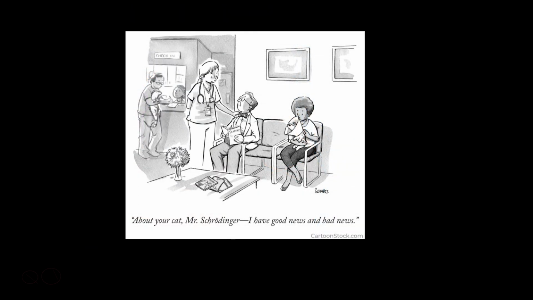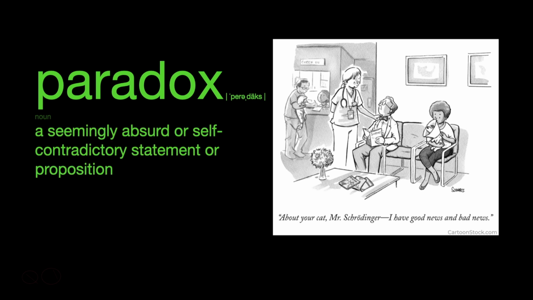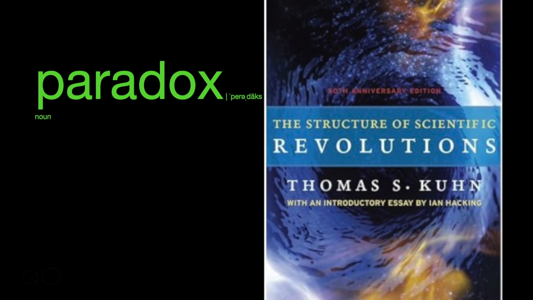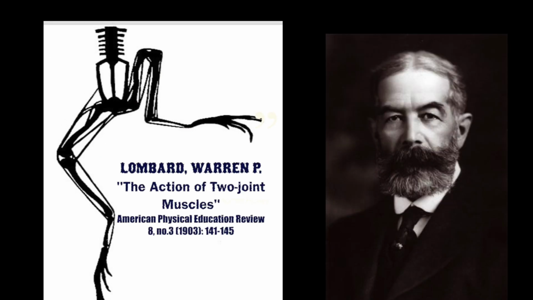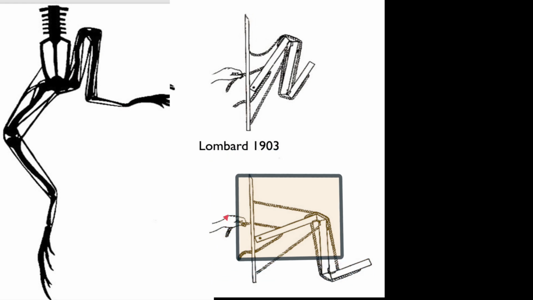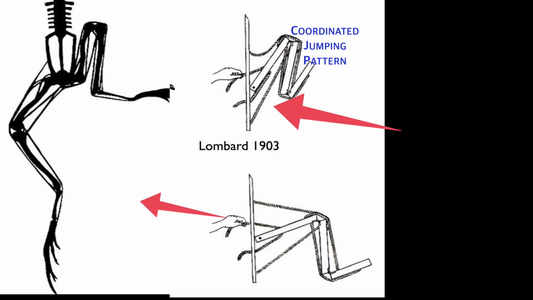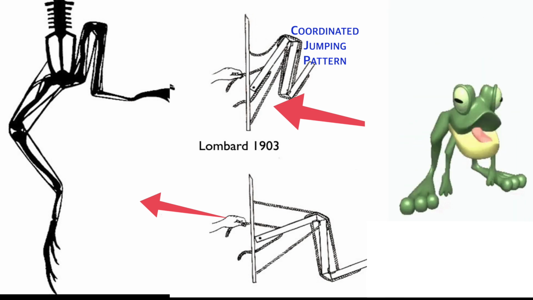Like Schrodinger's cat being both dead and alive, a paradox is a seemingly absurd or self-contradictory statement, and in our world we can think of it as contradicting a paradigm. But wait! That hamstrings and quads co-contract should not have been a surprise to Lombard, who wrote an article on the jumping frog. He replaced the muscles crossing two joints with string, and he found that flexing the hip would create movement in the entire limb in a coordinated jumping pattern that would be occurring in a leaping frog.